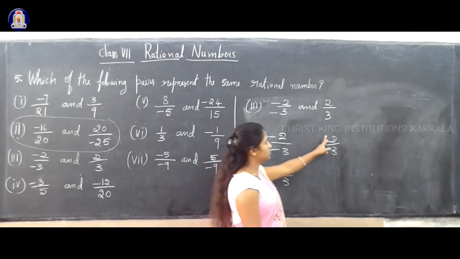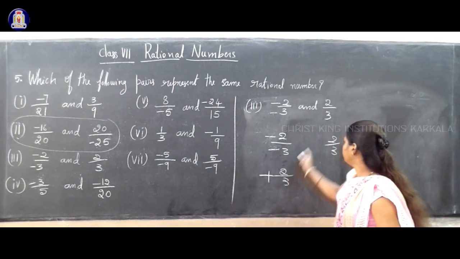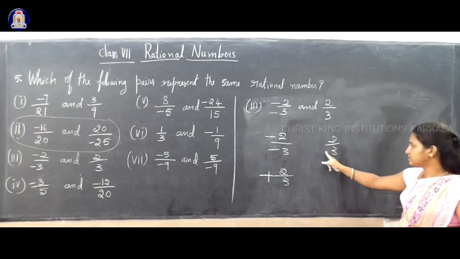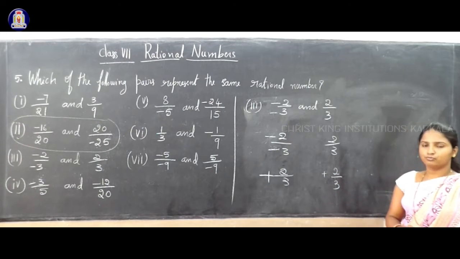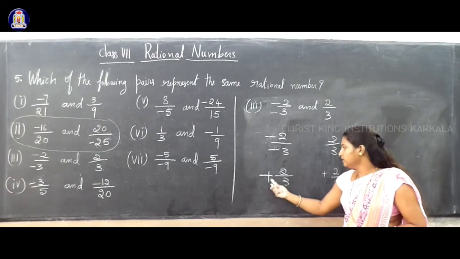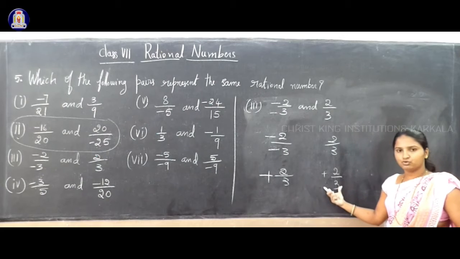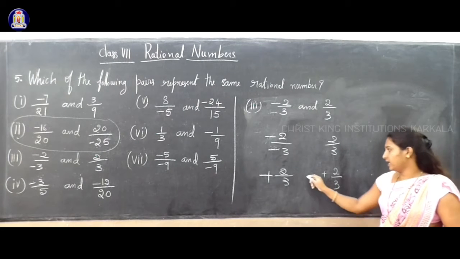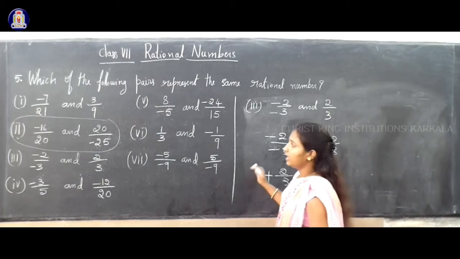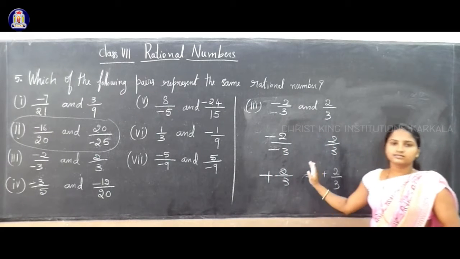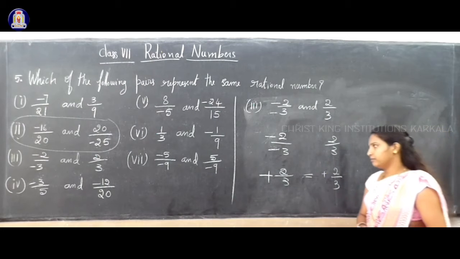And here 2 by 3, the sign is plus plus, plus plus plus, answer plus 2 by 3. So now if you compare plus 2 by 3 and plus 2 by 3, is it same? Yes, they are the same rational number. So the third pair of numbers represents the same rational number. Clear?